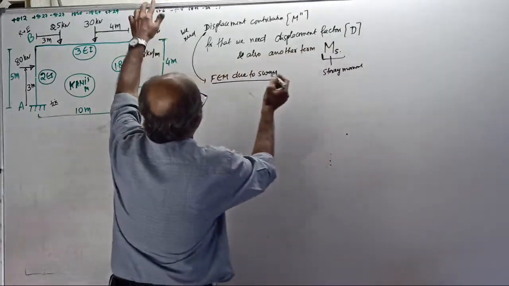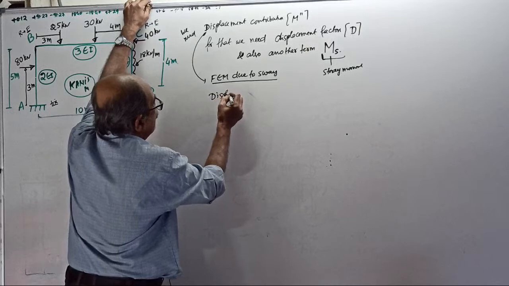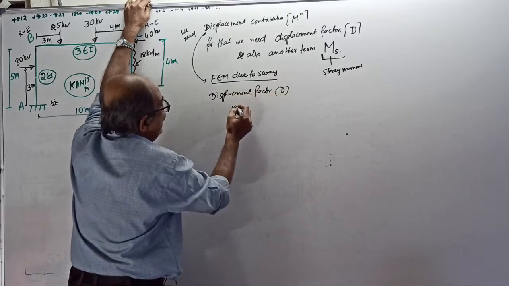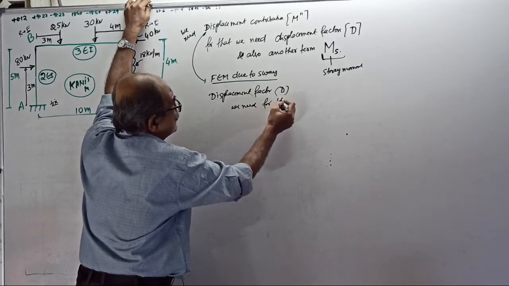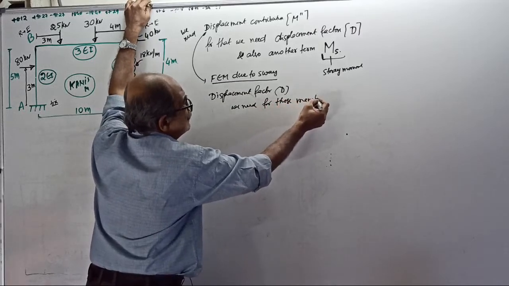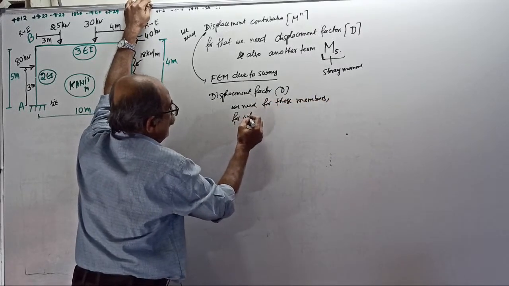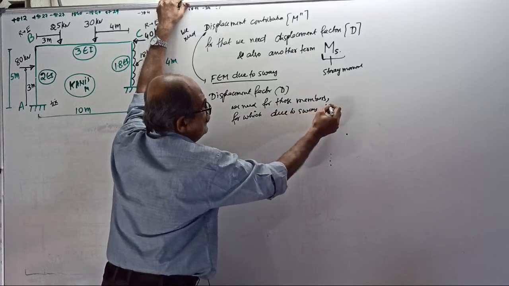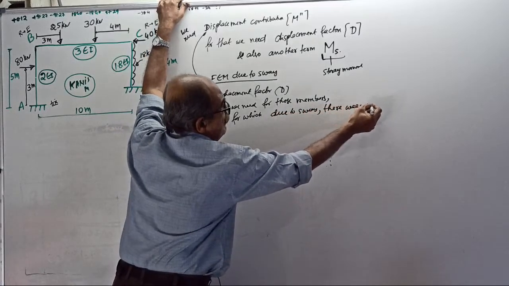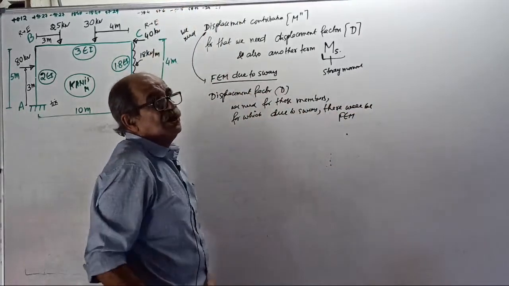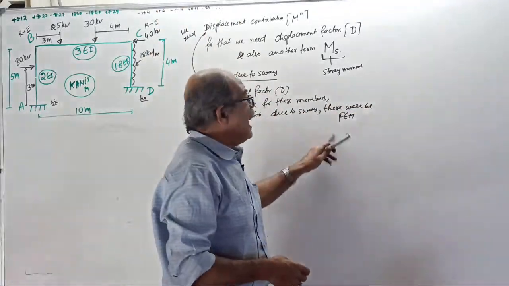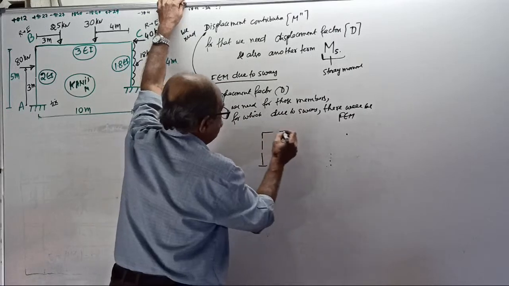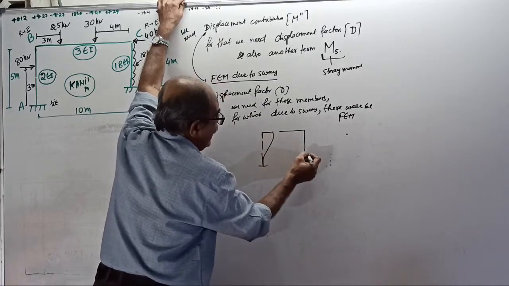Therefore, displacement factor D, we need for those members for which, due to sway, there will be FPM. Tell me. Due to sway, you know it already. See, you already know the MD method, you already know the SD method. Due to sway, either to left or right. If you remember, make a note of all this.